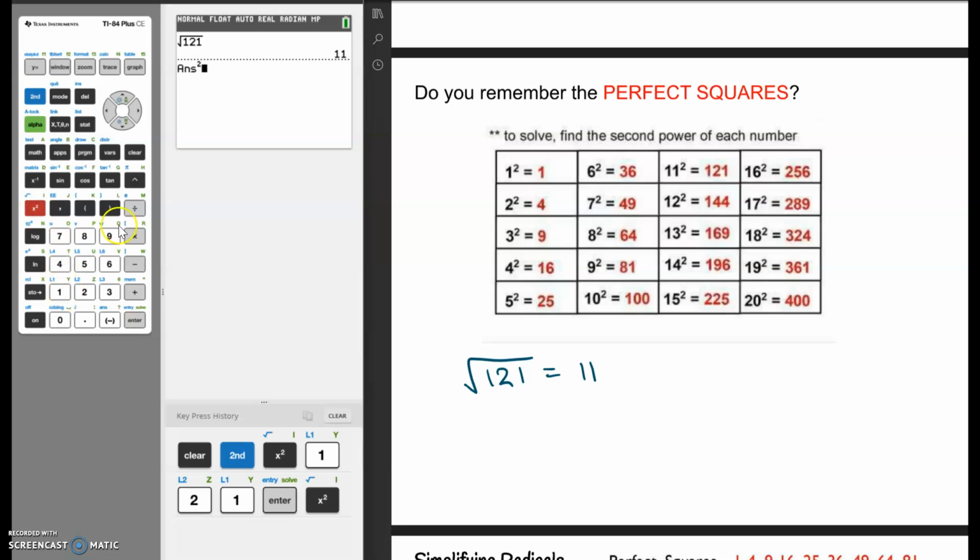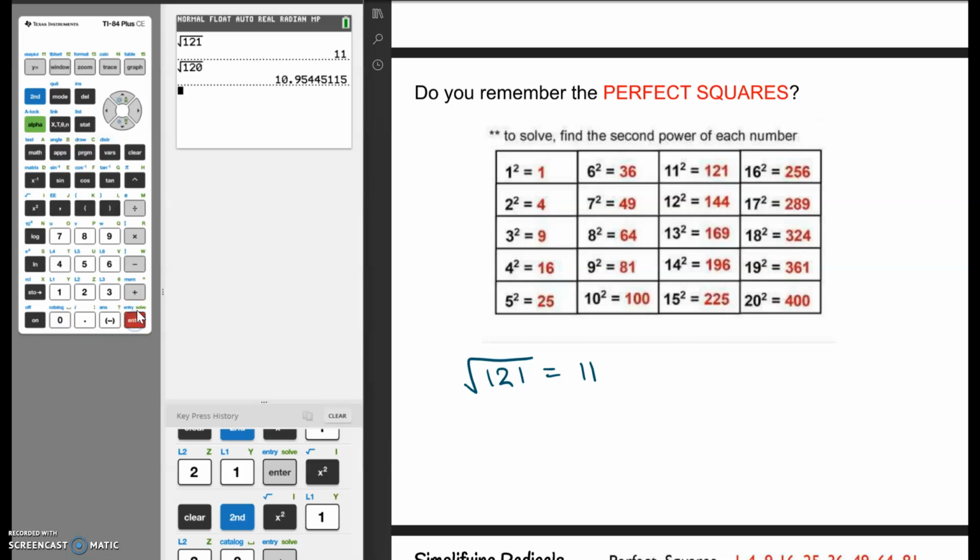What happens when you take the square root of a number, say like 120? If you type it in your calculator, a TI-84, it's going to tell you 10.95 and so on. That does not have a nice whole square root number, but there are things we can do to find a way to write this with smaller numbers that we'll consider to be simplified. It all starts with these perfect squares.